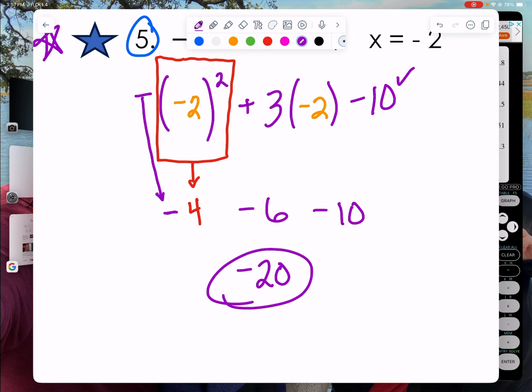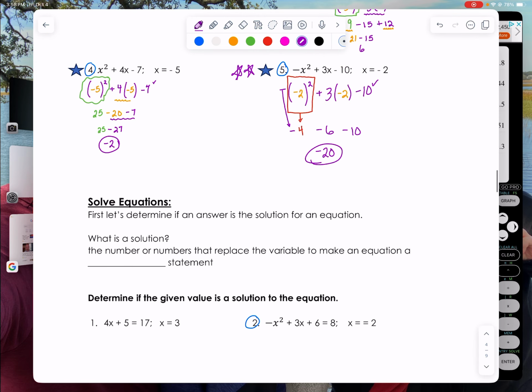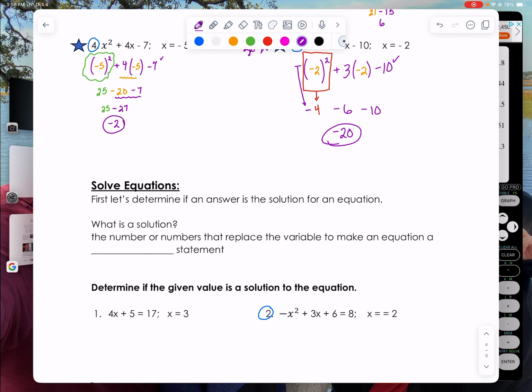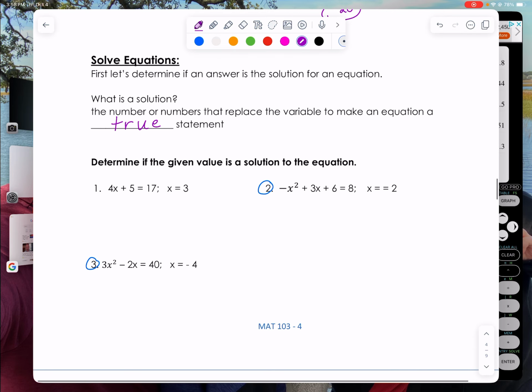Okay. So now we are just going to start solving some equations, okay? We'll talk about what is a solution. The solution is the answer that would make your equation a true statement, right? So, once again, I'm not going to work all of these. I am going to just plug in these numbers.